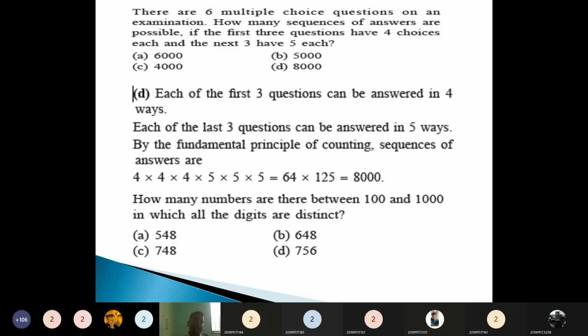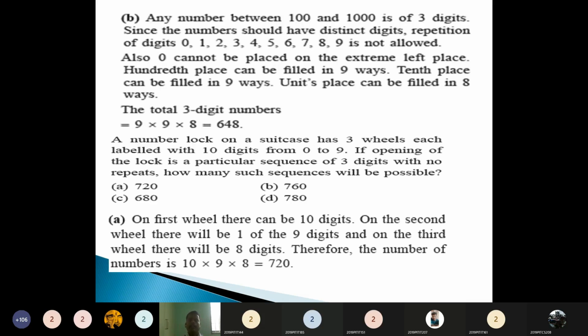Okay, 3-digit numbers. Here the 3-digit numbers have a hundreds digit, tens digit, and unit digit. So in the possible numbers, totally 10 digits are available: 0, 1, 2, 3, 4, 5, 6, 7, 8, 9. In the hundreds digit, except 0, we can fix it. If you put 0, it becomes a 2-digit number. So in the hundreds digit, 9 different ways you can fix the hundreds digit.